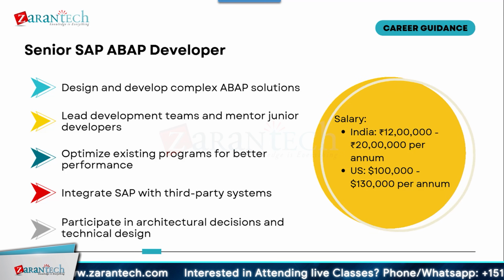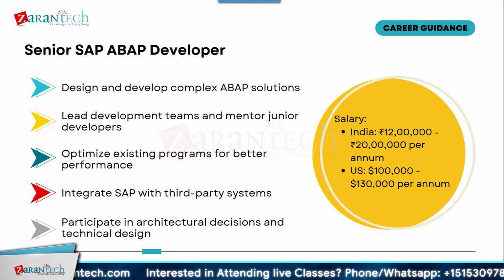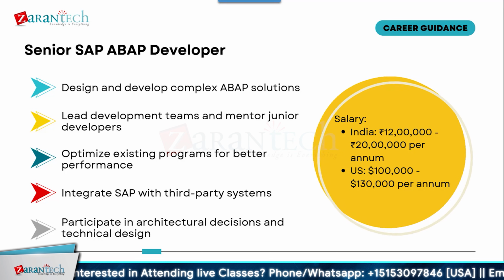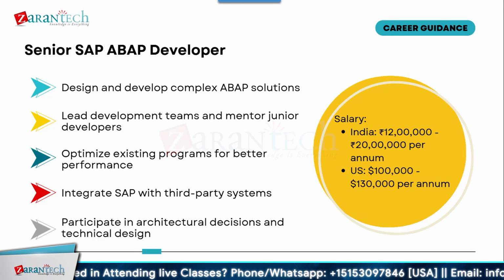Now, if I talk about compensation, in India, the salary ranges from 12 lakh to 20 lakhs per year, while in the US, it ranges between $100,000 to 130,000 US dollars annually.